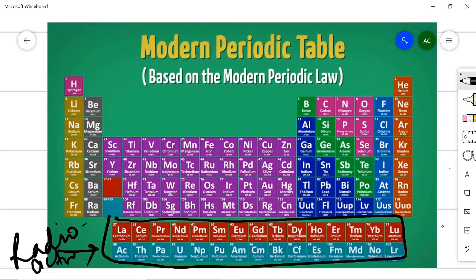Then you have zero group, that is inert gases. These have 8 electrons in the outermost orbit. Only helium has 2, and they do not react with other elements, and that is why they are known as inert elements. Now we will see one more category, that is bridge elements.